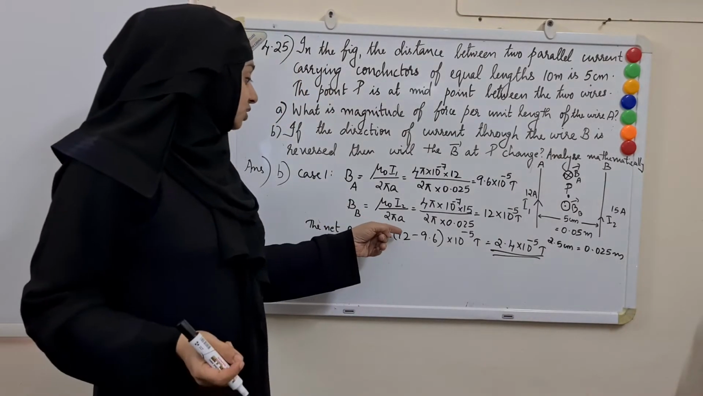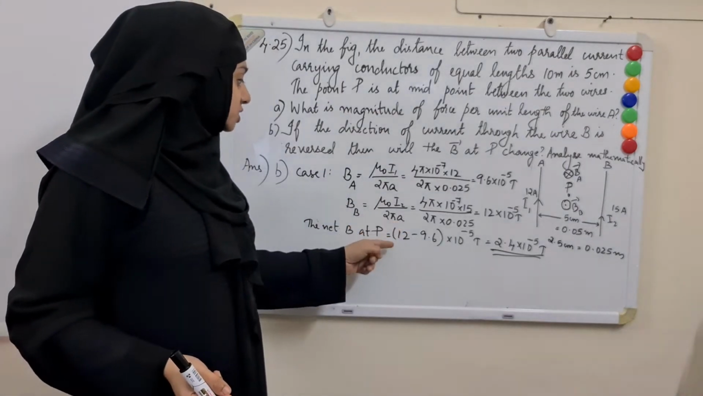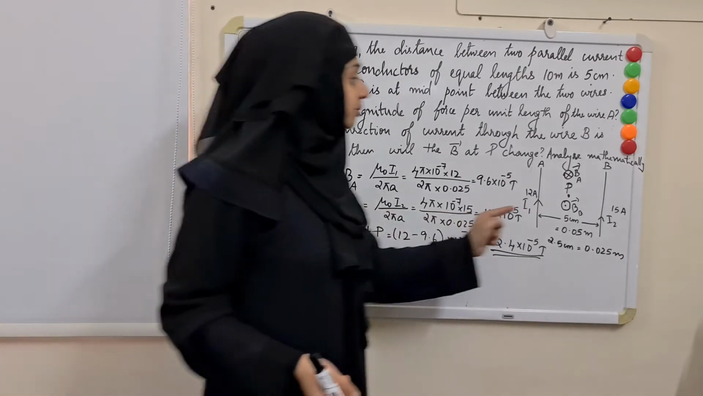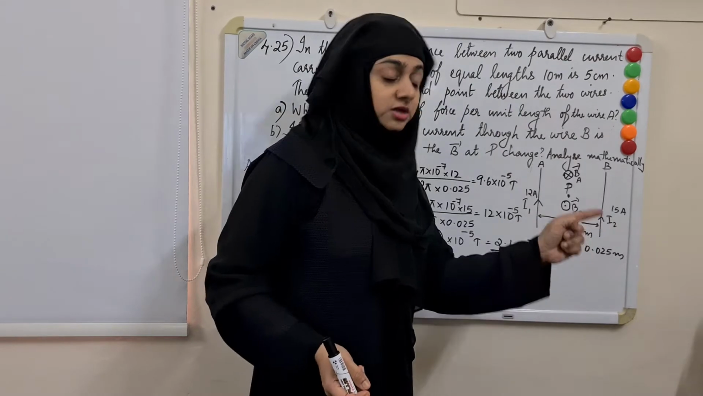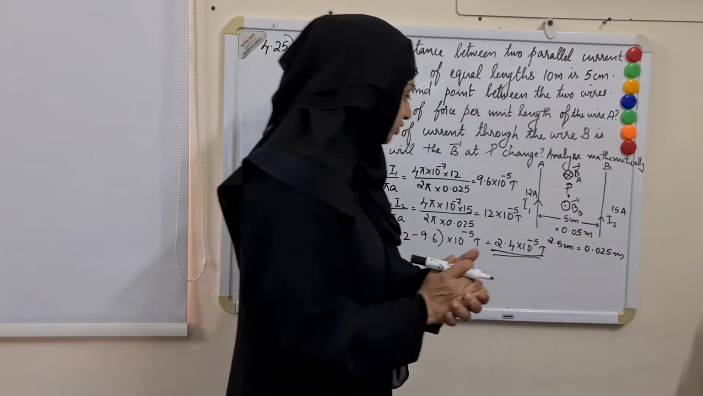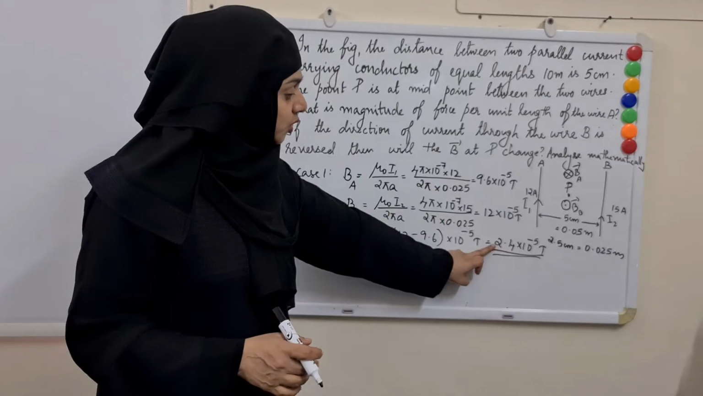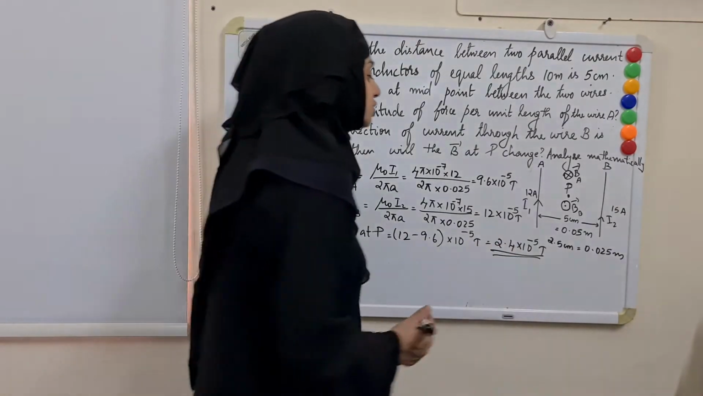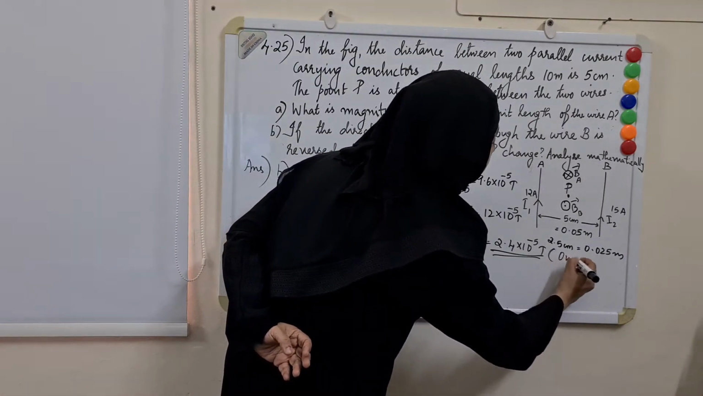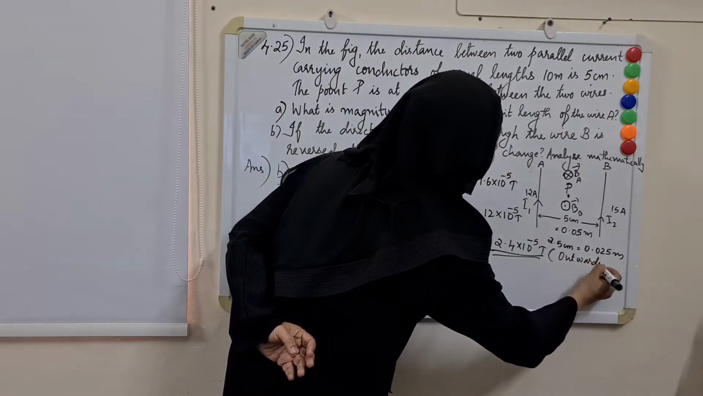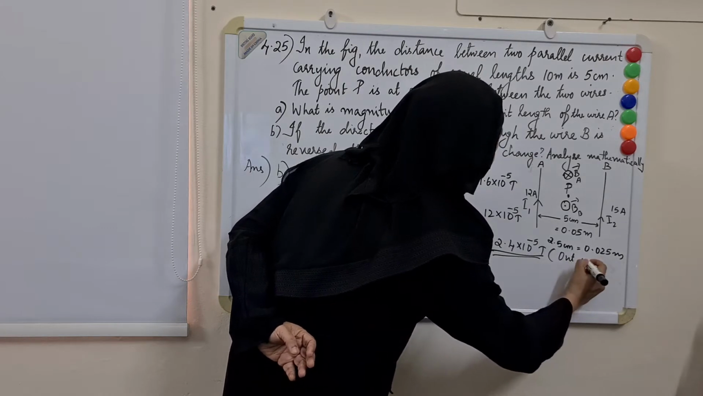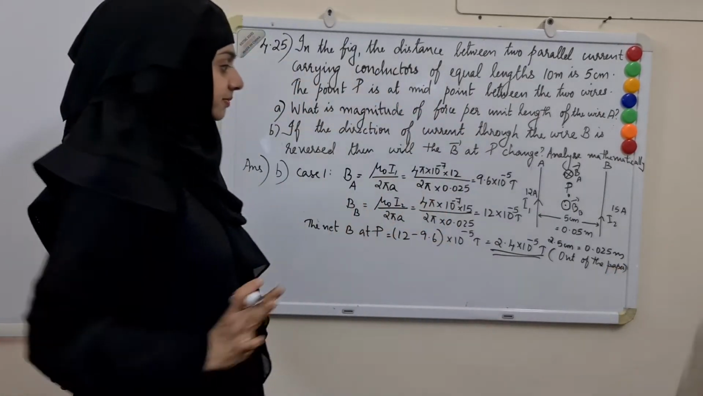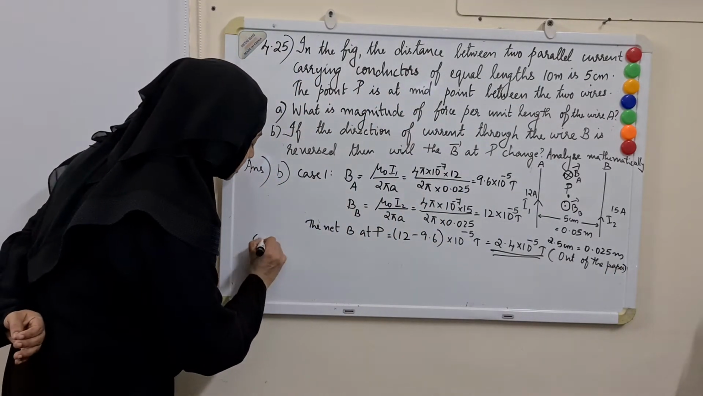And what is the direction of this magnetic field? Which is more, magnetic field due to A or B? B is more. And B is directed out of the whiteboard, or out of the paper in your case if you are doing it in a paper. So the magnetic field at P is 2.4 into 10 raised to minus 5 Tesla outwards, or out of the paper. Got it? Now let us see case 2.